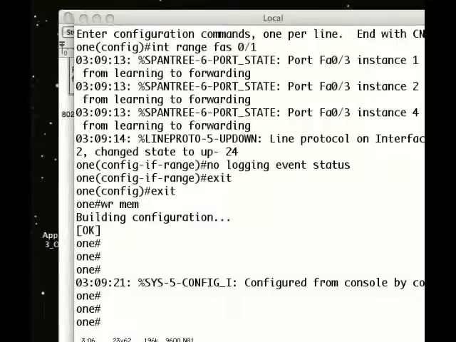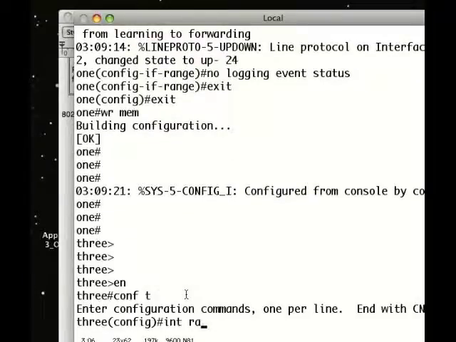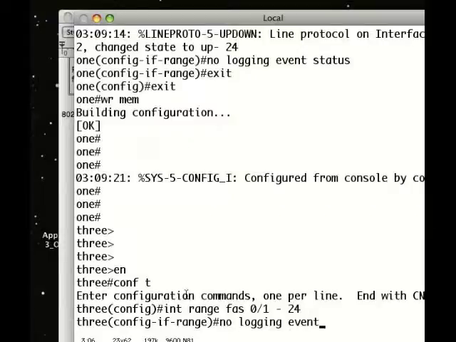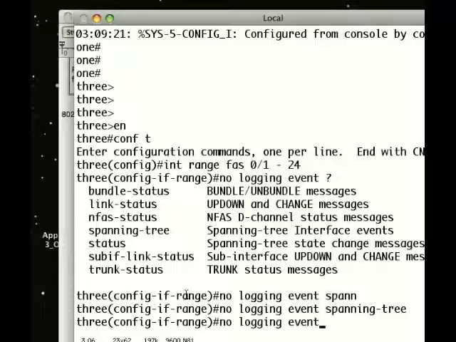You can see how the logs spitting out on a console can make it sort of hard to work. In addition, logs spitting out on a console are high priority, and they can actually cause an outage in and of themselves. For training purposes, we leave the logs on, but I'm going to turn off the spanning tree logs for a while because we covered spanning tree in pretty strong detail. So over here on switch 3, conf t, int range fast 0/1 to 24. No logging event spanning-tree. No logging event status.